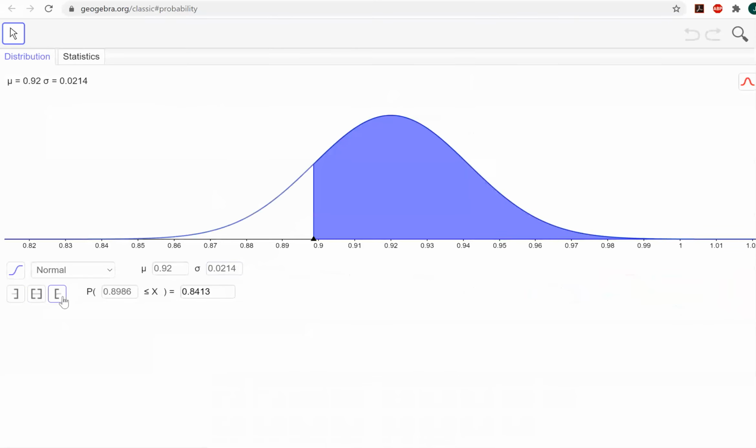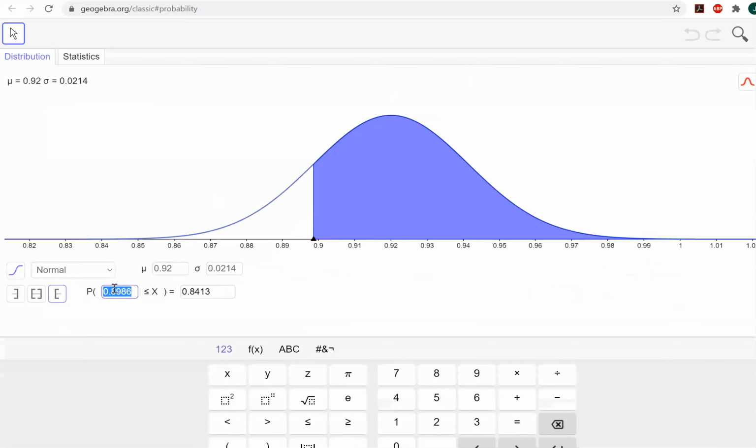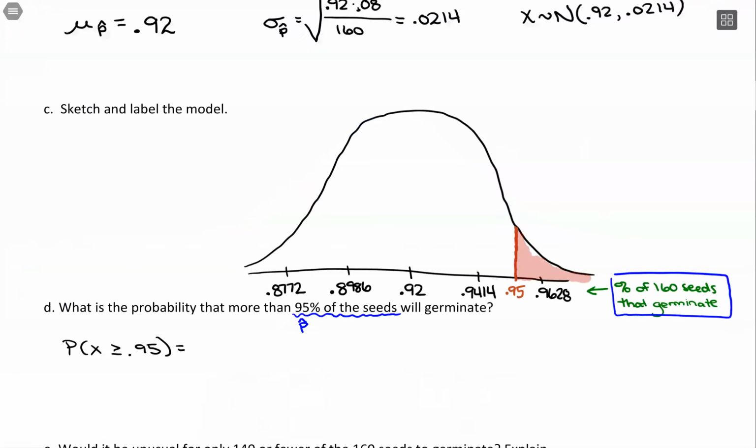So I have my mean and standard deviation in GeoGebra already. I'm going to be doing area to the right, and we're going to make that a 0.95. And that's going to be a small probability of 0.0805.